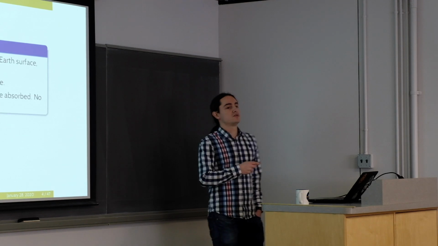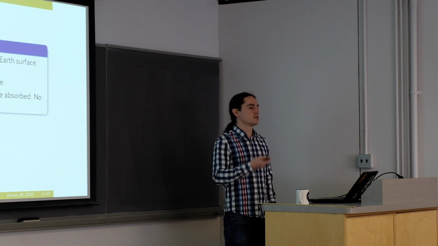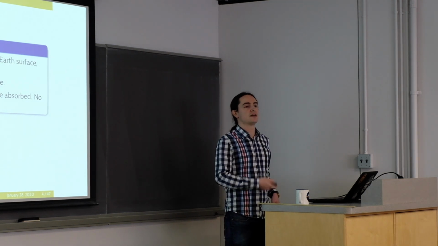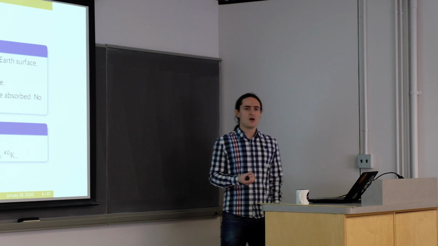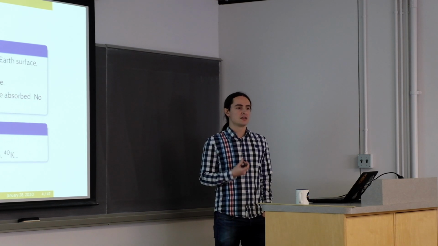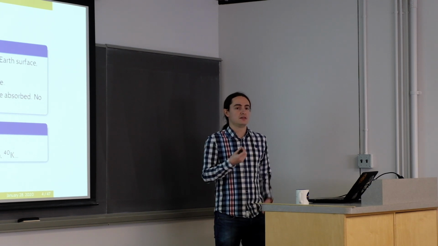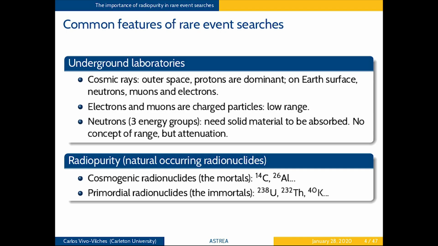One way to reduce the background is to build the detector underground, using the Earth as a shield to get rid of the cosmic rays. But in any case, you still have the problem of the natural radionuclides in the materials that you are using to build the detector. So you have to do a selection of materials in order to reduce this to the minimum.